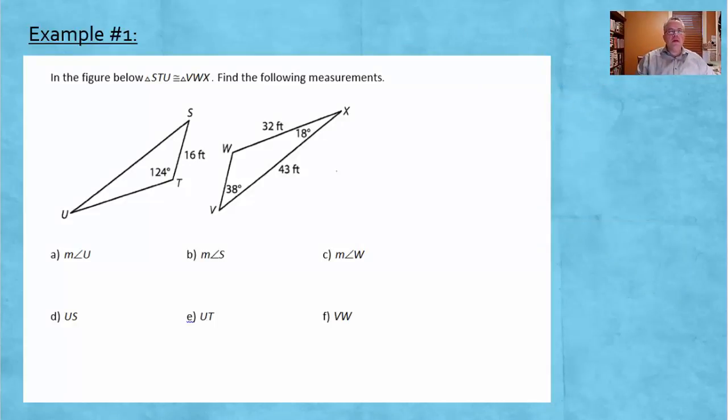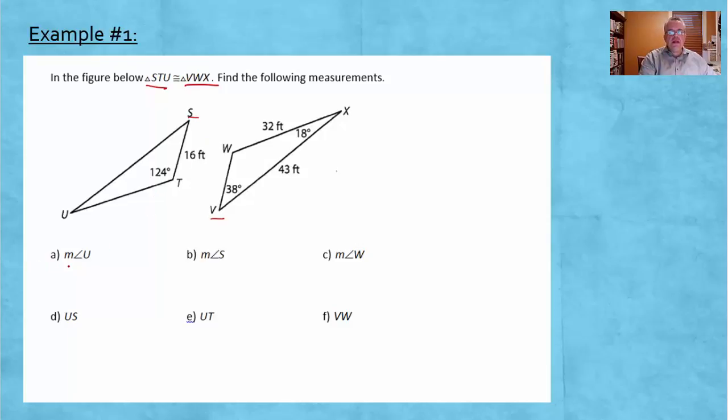Alright, so here's example 1. Our first example doesn't have any variables. We just got to find the missing measurements. Either it's a measurement of an angle or a side. So it says triangle STU is congruent to VWX. So remember, the congruent statement tells me a lot. It tells me angle S matches angle V. So here's angle S that matches angle V. T matches W and U matches X. So if it's not so clear from the figure, we can tell this from the congruent statement.